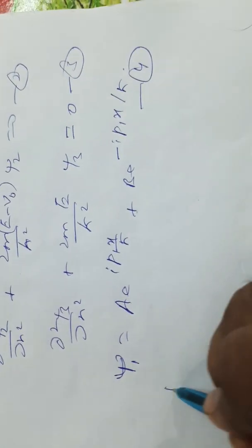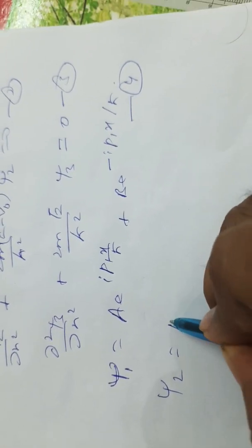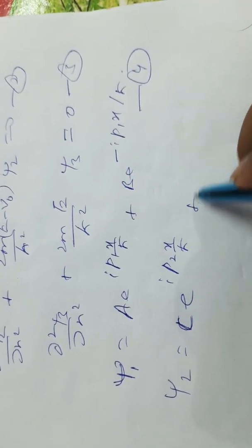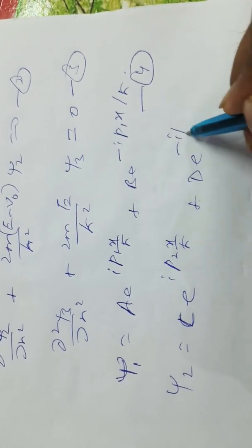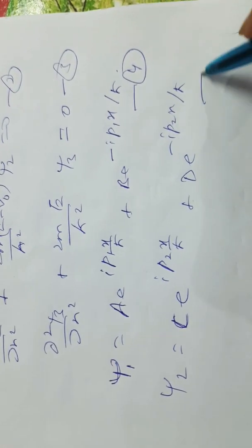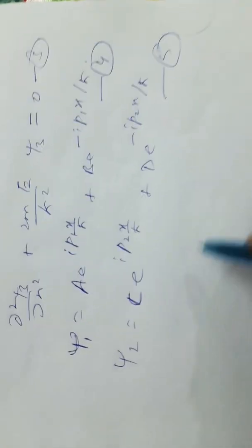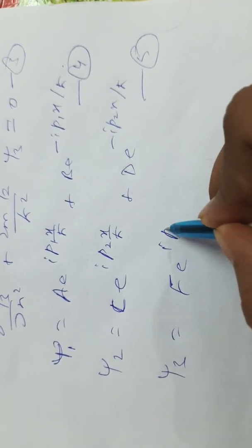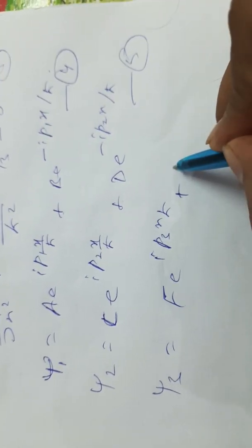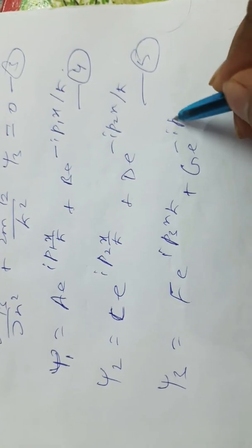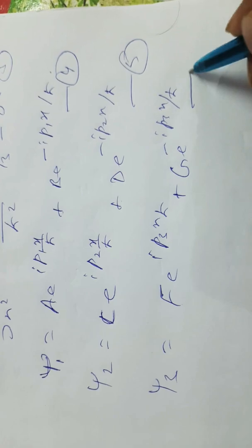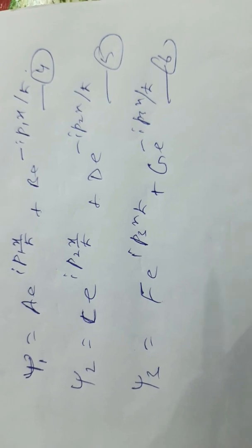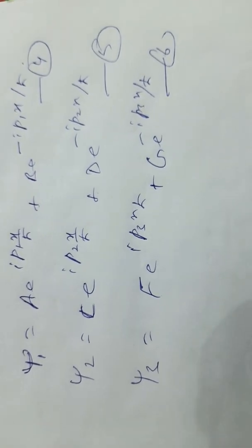This is psi 1, obviously. Then psi 2 equal to, again, C e to the power i p2 x by h cross plus D e to the power minus i p2 x by h cross. This will be equation number 5. Likewise, psi 3 equal to F e to the power i p3 x by h cross plus G e to the power minus i p3 x by h cross. So this will be equation number 6. Now here A, B, C, D, F and G are constants which have to be determined by the boundary conditions.